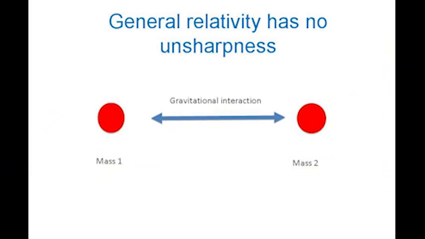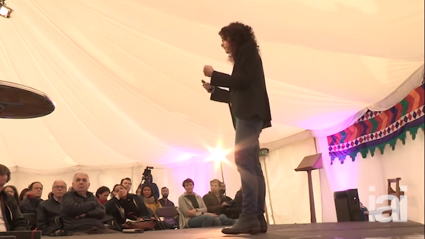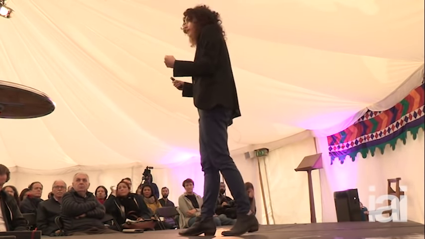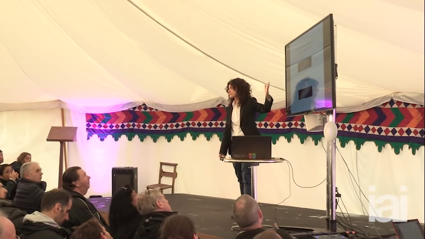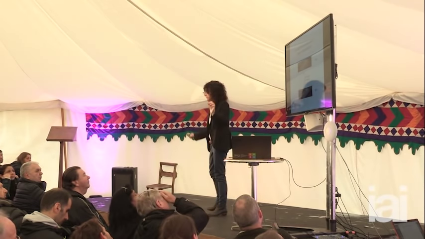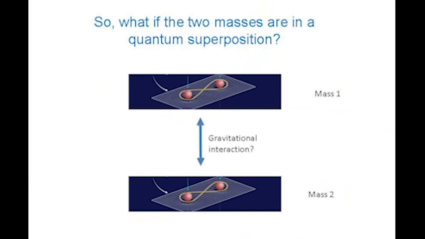So when you want to describe, for instance, the interaction between two masses, like this, you can only describe this if you can assume that these masses are fixed and have definite positions, and then they interact with respect to one another through gravitational interactions. General relativity can't take the unsharpness of quantum theory. So, for example, what happens if instead of two sharp masses in sharp positions, you have masses that are in quantum superpositions of different locations?